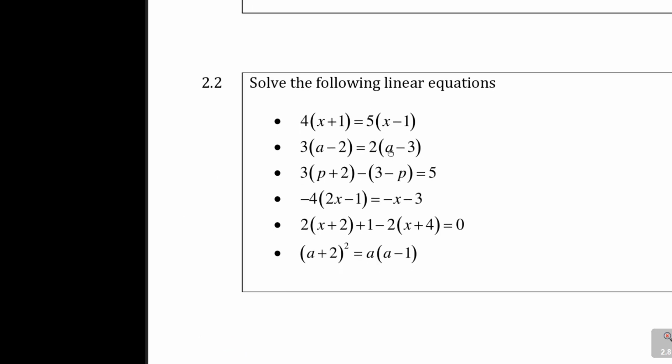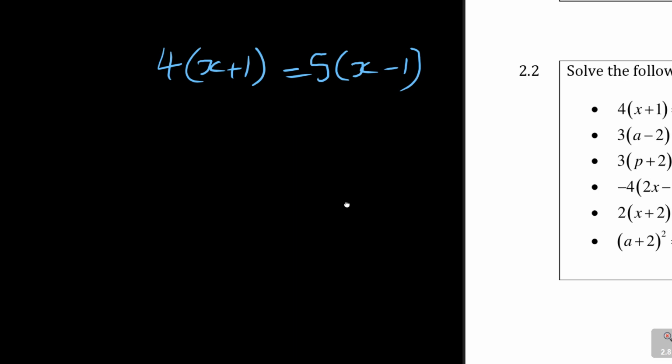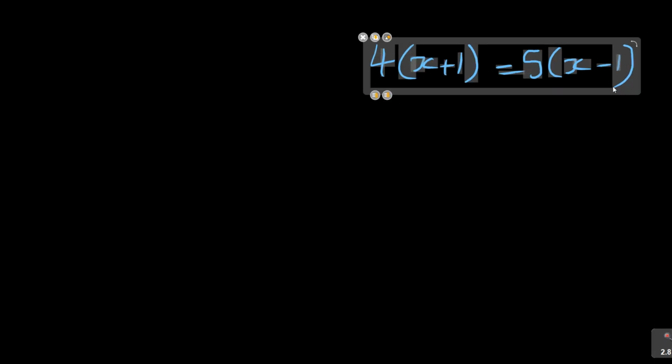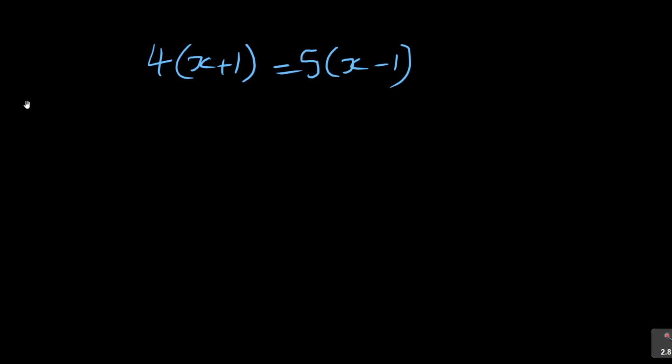It says solve the following linear equations. There it is. What do I have here? You're given 4(x + 1) is equal to 5(x - 1). Now you're supposed to solve this. Remember, with equations, you can test yourself. Don't leave without testing yourself. What do you do here?